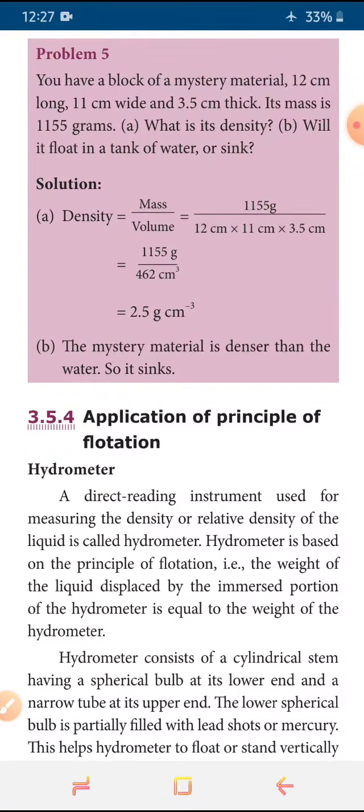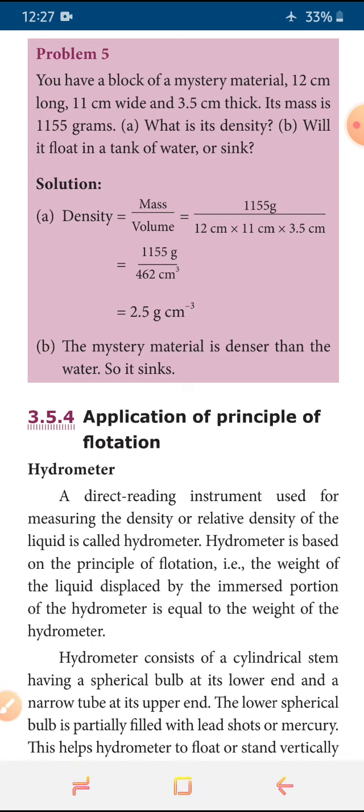You have a block of mystery material 12 cm long, 11 cm wide and 3.5 cm thick. Its mass is 1155 grams. Asking density and whether it will float or sink, that is what is asked.